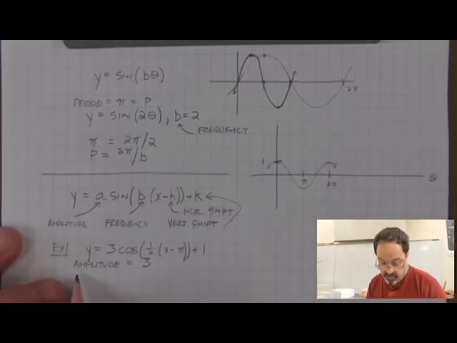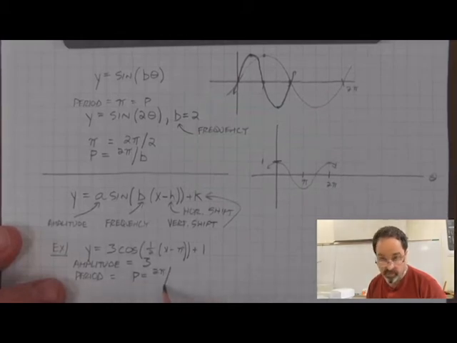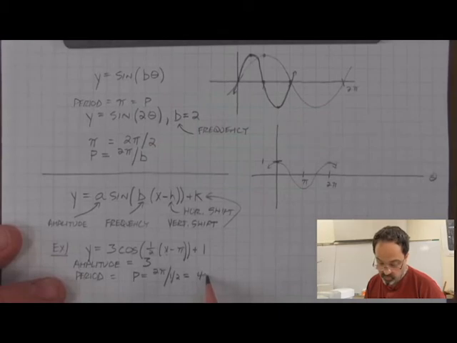I can find the period. In general, I know that the period is equal to 2 pi over the angular frequency. The angular frequency is what's multiplying my horizontal variable. I can see in the equation that it's 1/2. So the period is equal to 2 pi divided by 1/2. Dividing by 1/2 is the same thing as multiplying by 2, so my period is 4 pi.